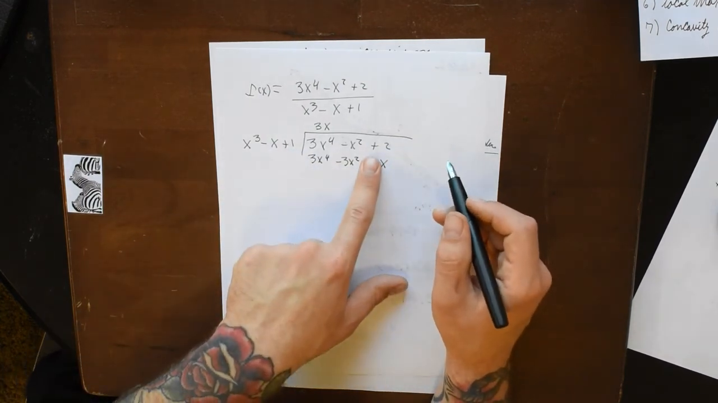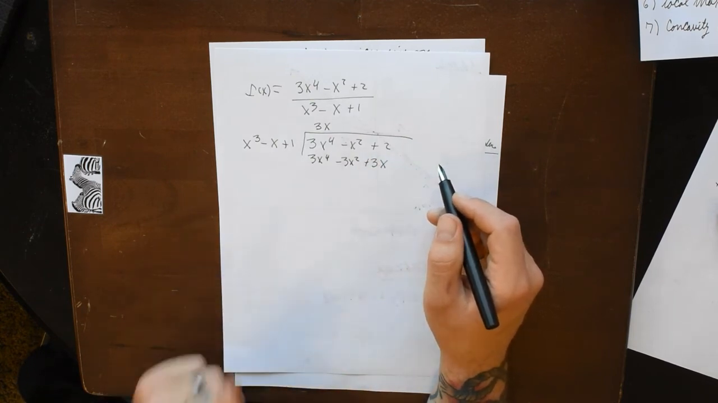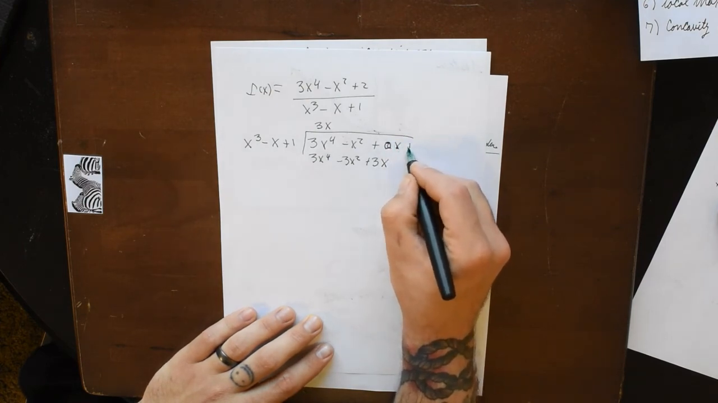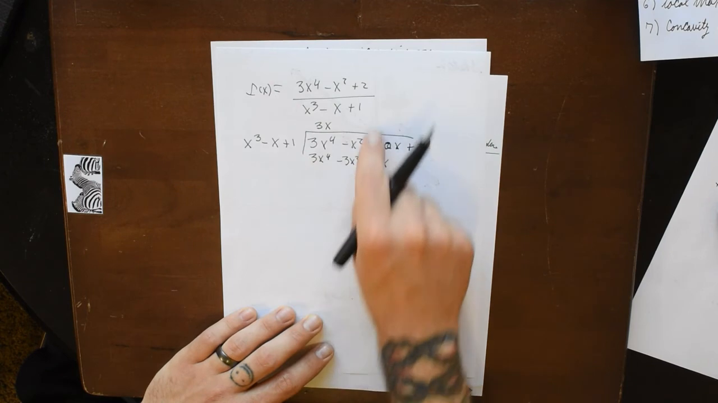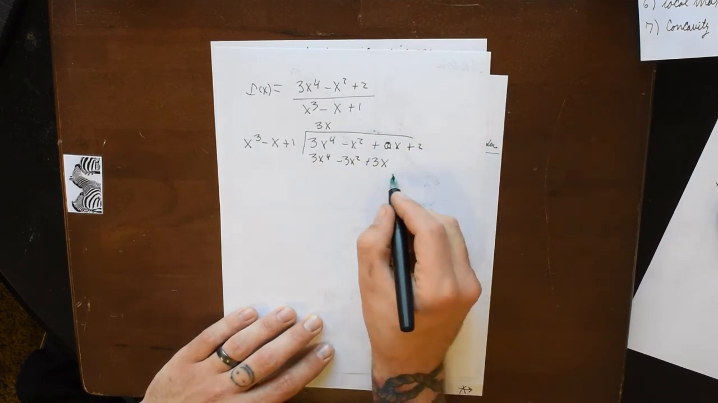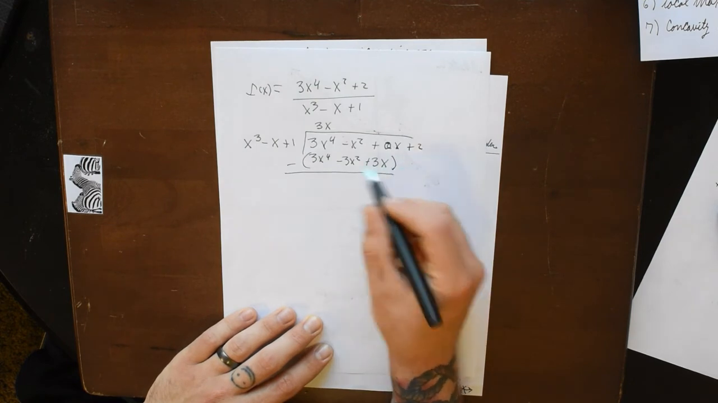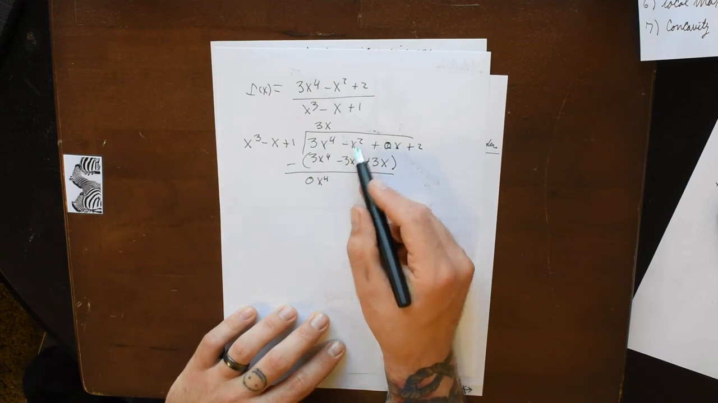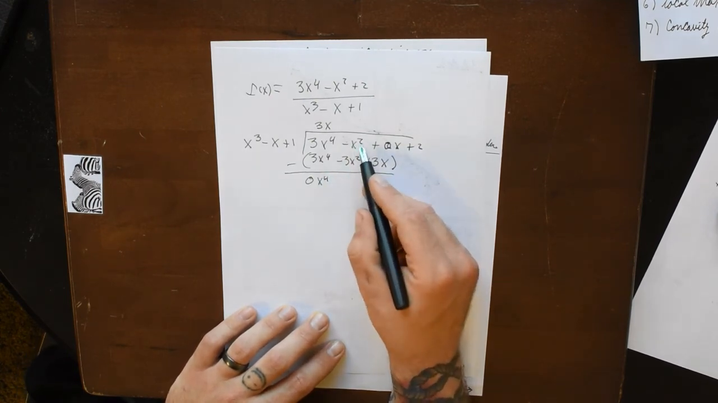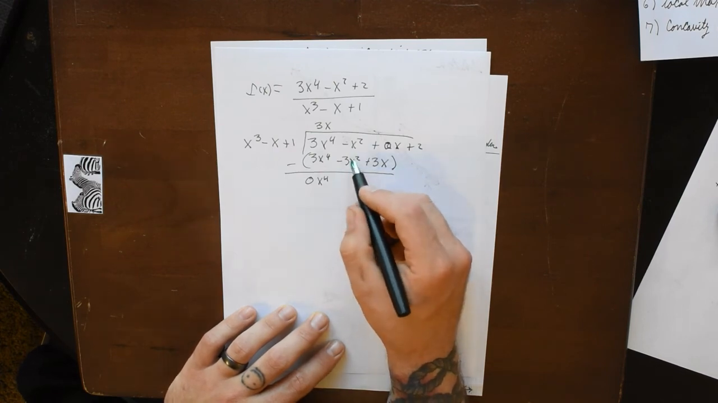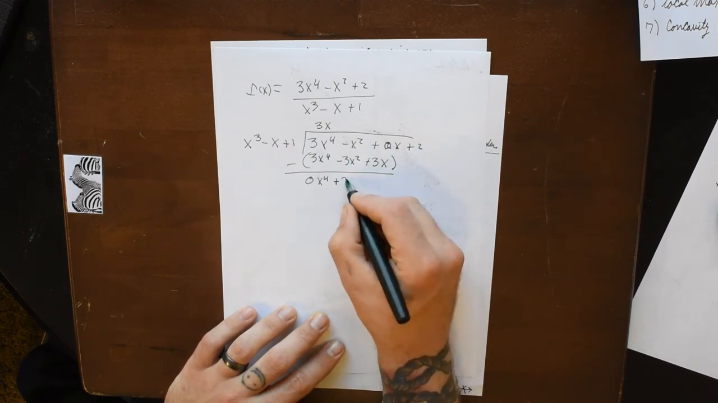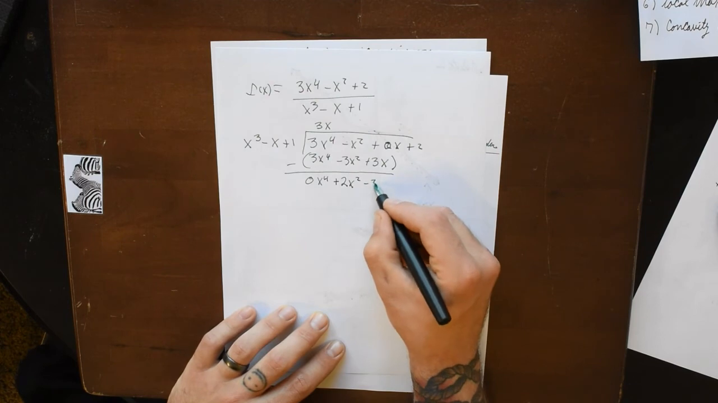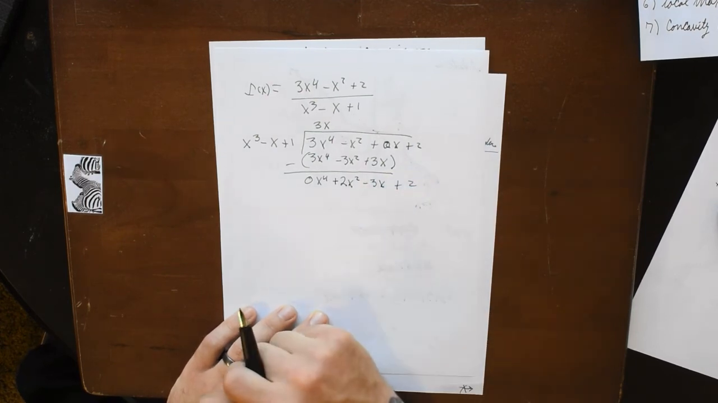A little reminder about polynomial long division is to use your placeholders. I am going to rewrite this as plus 0x plus 2. So we have a column of x to the fourth, a column of x squared, and a column of x's. When we subtract, 3x to the fourth take away 3x to the fourth is 0x to the fourth. Negative x squared, take away a negative 3x squared, is x squared plus 3x squared. I said all of that poorly, but it's going to be plus 2x squared. And 0x take away 3x gives us a negative 3x. And then we bring down the 2.